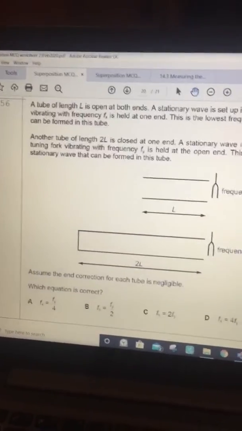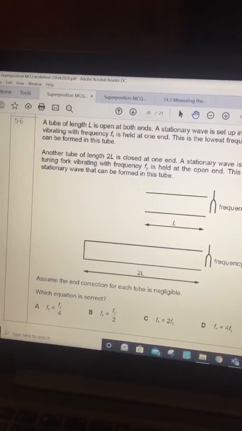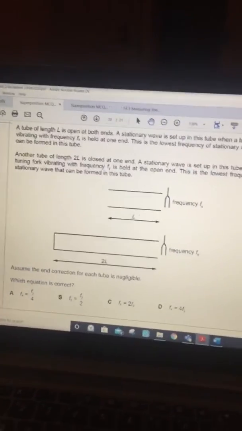So we're trying to do question number 56. If you haven't read the question, please pause the video and go and read the question first.